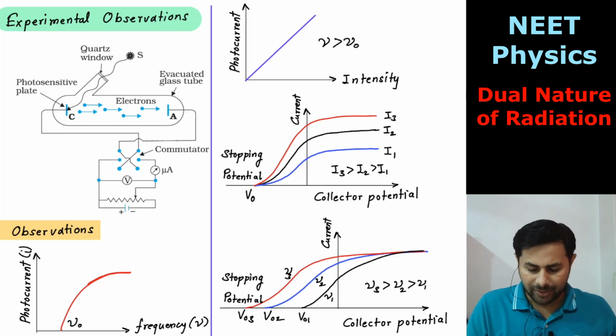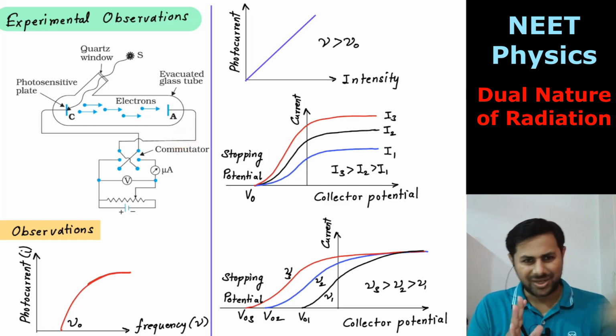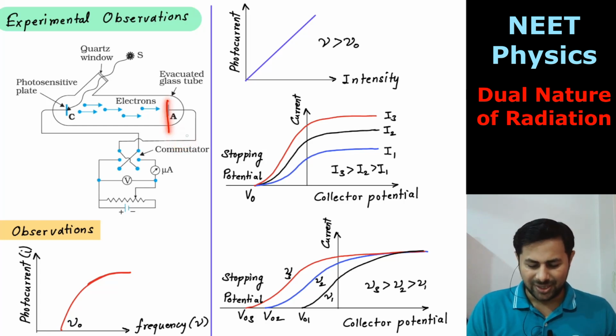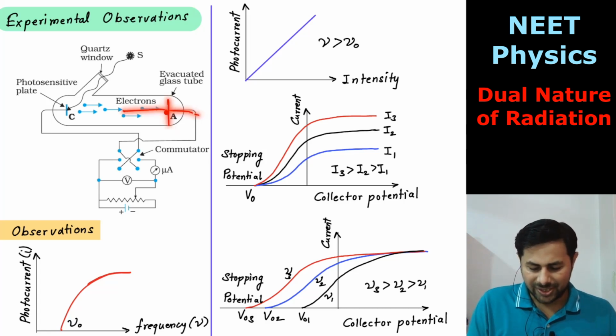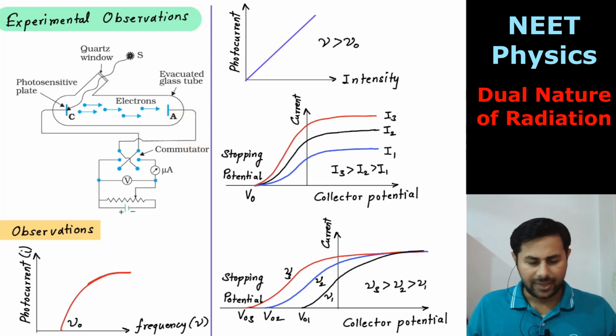Okay, that means current becomes zero. How will you know that electrons have stopped? They are not coming, they are not reaching the anode. The current will become zero. If some electrons reach the anode, there will be some current flowing through the ammeter connected to this anode, or this side of the circuit, right? So if electrons stop, there will be no current.